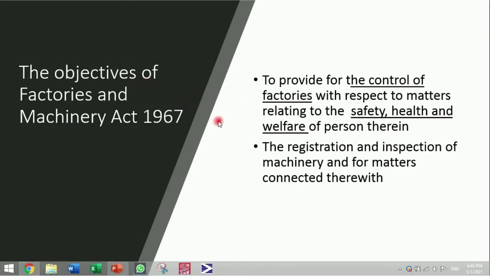And the second objective is the registration and inspection of machinery and for matters connected therewith. Some high-risk machinery such as boilers and high pressure vessels, passenger lifts, and other lifting equipment such as mobile cranes, tower cranes, passenger hoists, and others must be certified and inspected by the Department of Occupational Safety and Health, DOSH. All factory and general machinery must be registered with DOSH before they can be installed and operated in Malaysia.